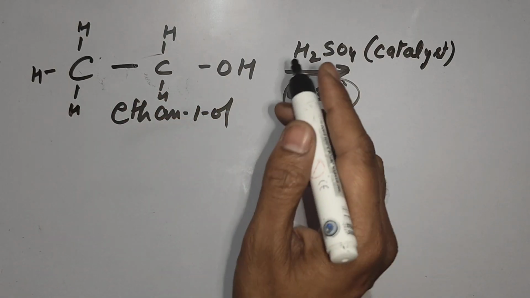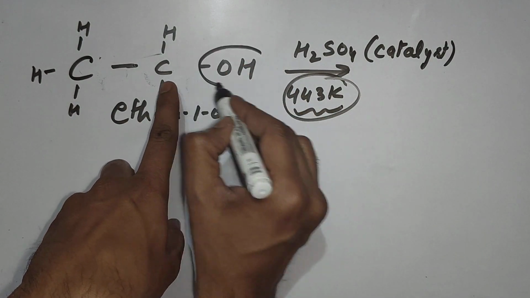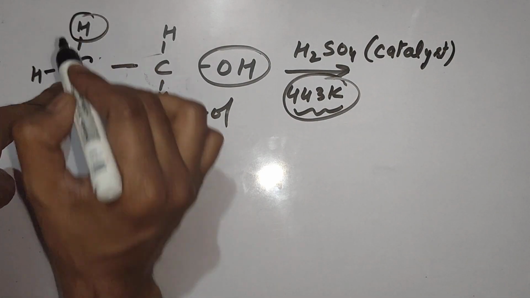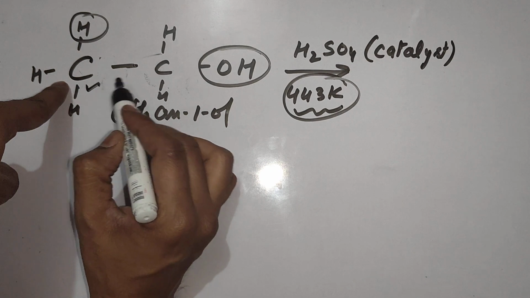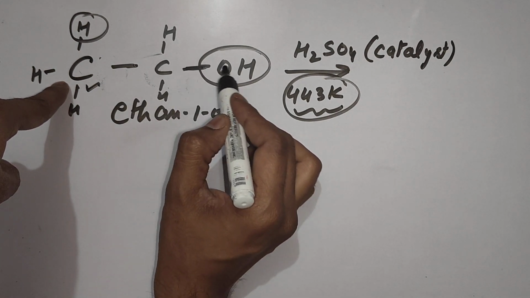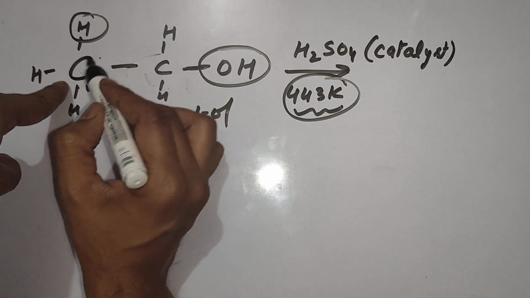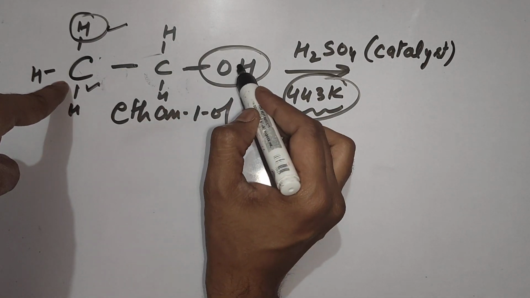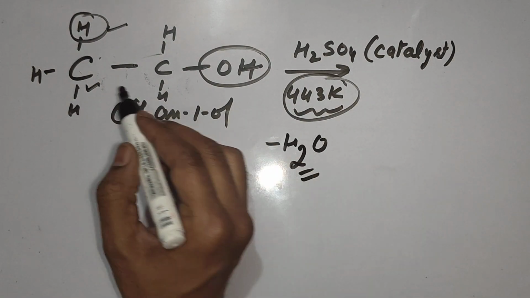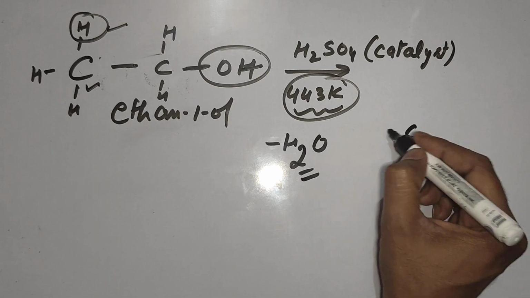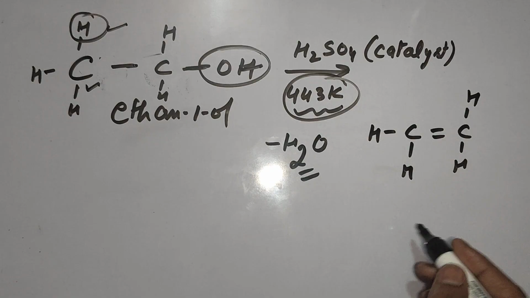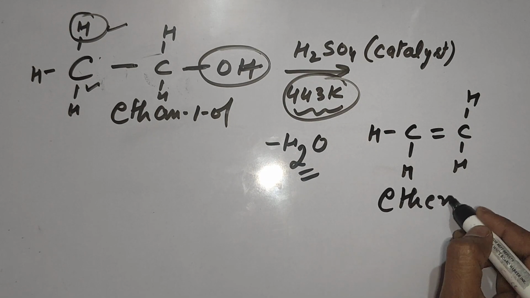As you know, the water molecule's formula is H2O. So what to do? Take OH and the hydrogen of the neighboring carbon, the very next carbon to the OH carbon. This is the bond between OH and this carbon; the very next carbon to it has an H, and that H and the OH just release out as H2O. This is just a trick. And between these two carbons, a bond will generate. So an alkene is generated, and you know its name, ethene.